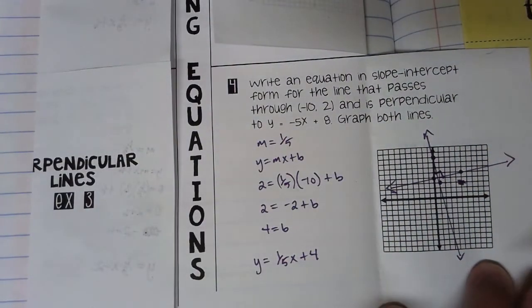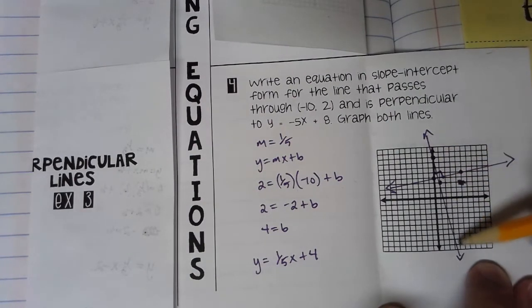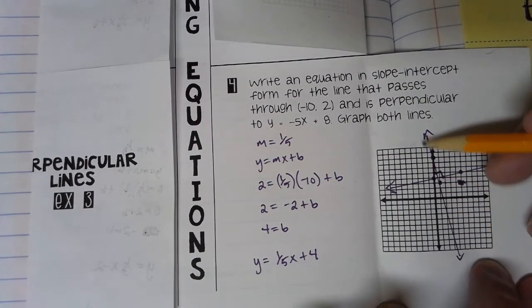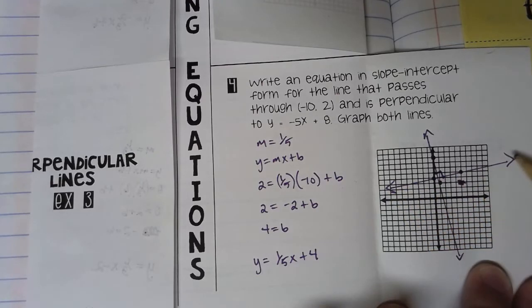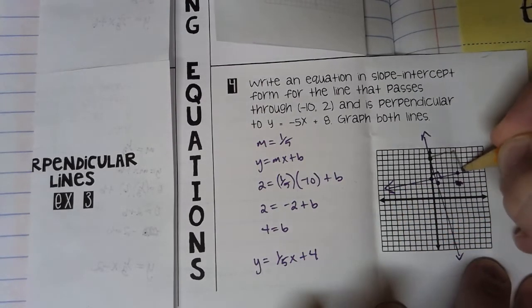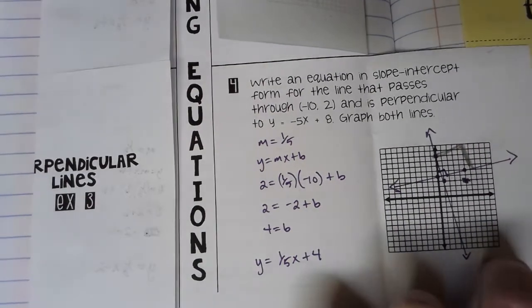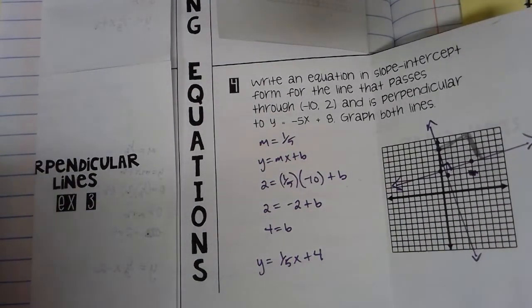And then just to verify, let's come over here and graph it. So this line right here is my original, -5x + 8. This line here is my new line, 1/5 x + 4. And they do indeed create right angles. So these lines are perpendicular to one another.